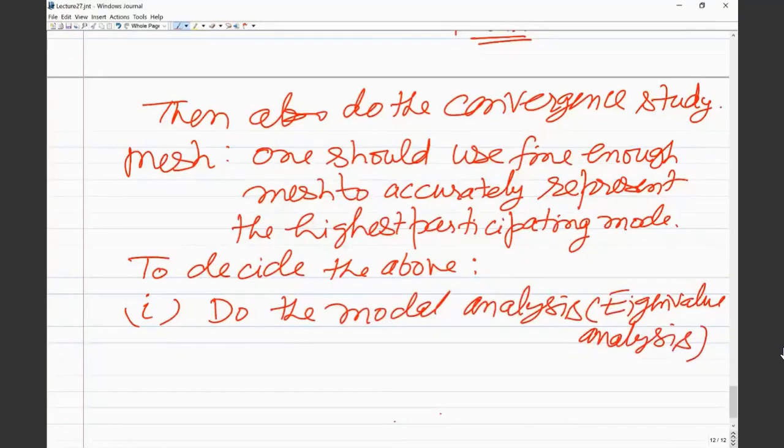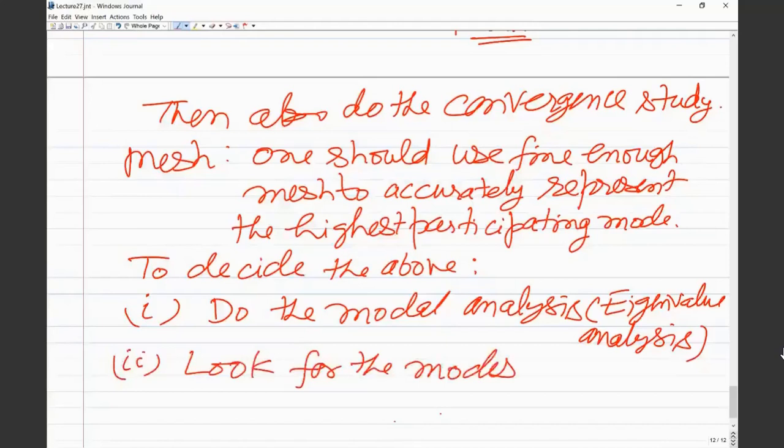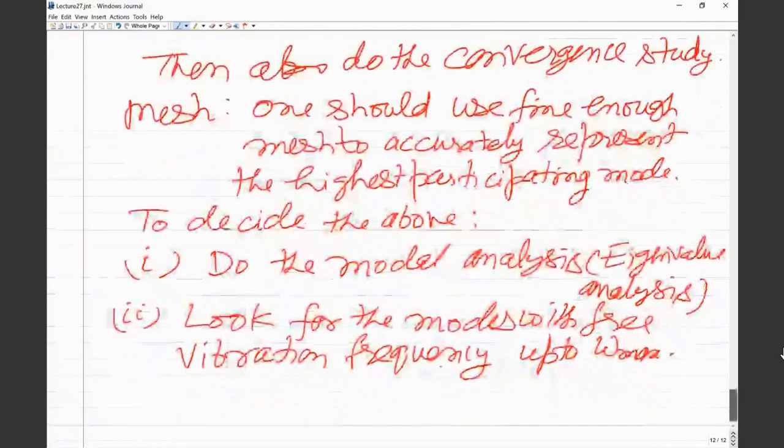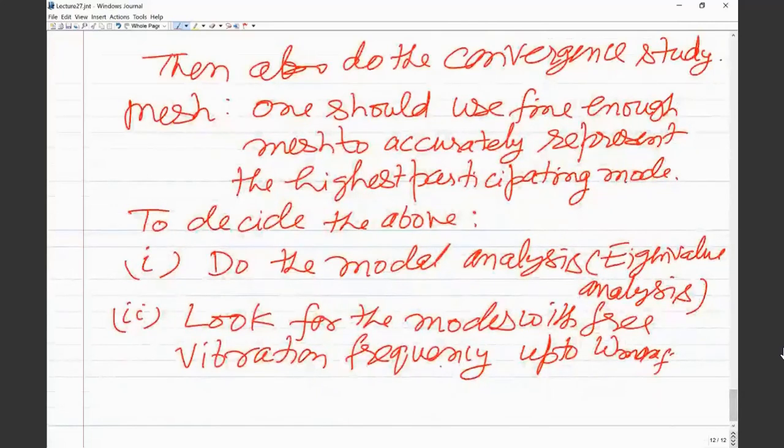So when you do this, you get certain frequencies and mode shapes. So then you look for the modes with free vibration frequency up to omega max. Omega max is the highest frequency of the forcing function corresponding to significant amplitude. So I have already introduced omega max. Let me put F. F is for the forcing function.